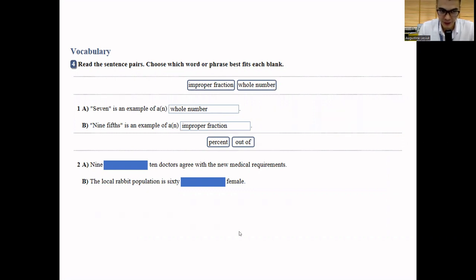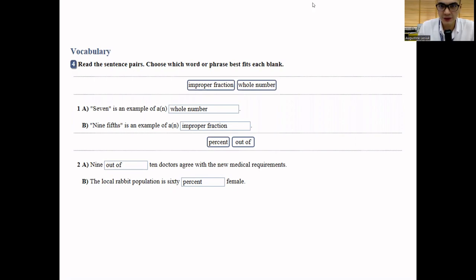For the second pair, 9 blank 10 doctors agree with the new medical requirements. 9 out of 10 doctors. So we see this a lot in advertisement. 9 out of 10 dentists, 9 out of 10 doctors. So there's sort of a way to represent how many people out of how many agree with something. And for the second one, the local rabbit population is 60 blank female. The local rabbit population is 60% female. So this is just direct percentages, how many of the rabbits are female, and so on. So those are the answers.